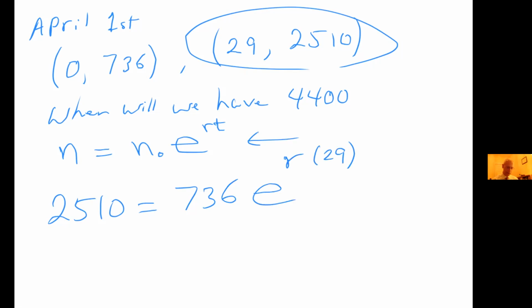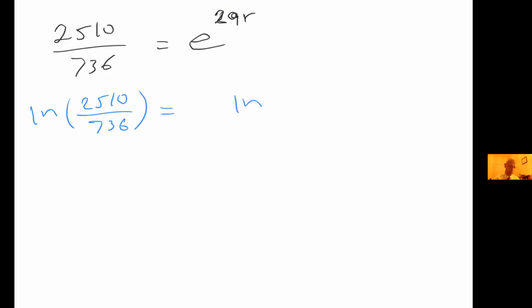So let's take the natural log of both sides. Well, first of all, before I take the natural log, let's divide both sides of this equation by 736 to isolate my e. So on the left-hand side, I have 2,510 divided by 736 equals e to the power of 29R. Now I'm going to take the natural log of both sides. Natural log of 2510 over 736 equals natural log of e to the 29R.